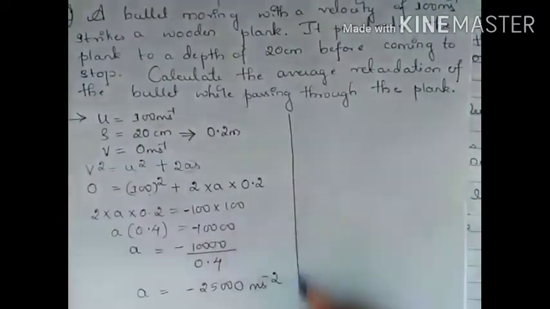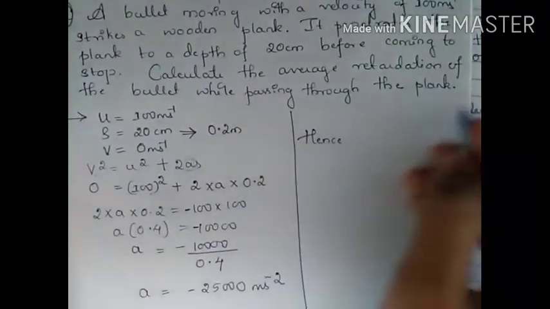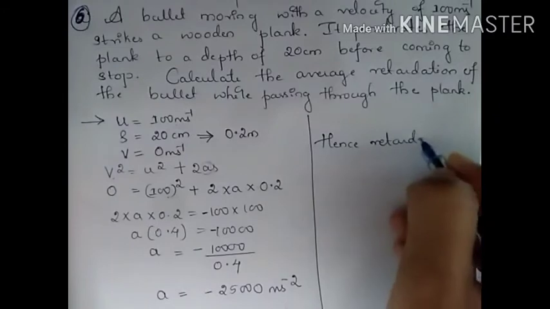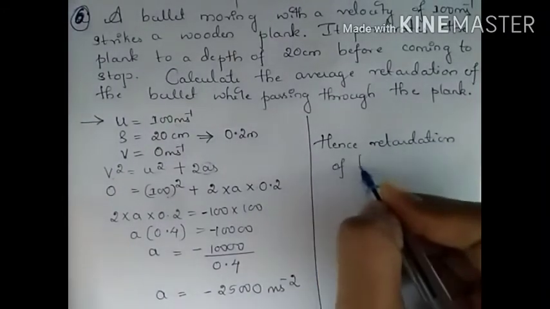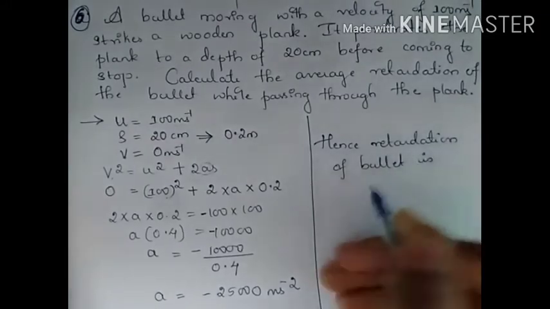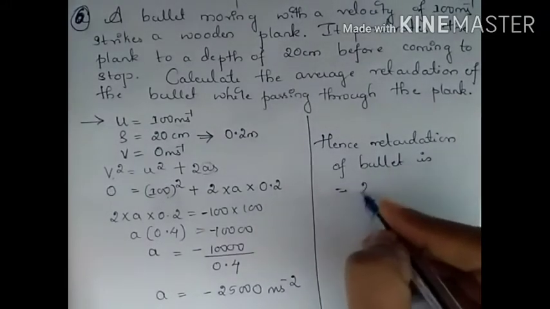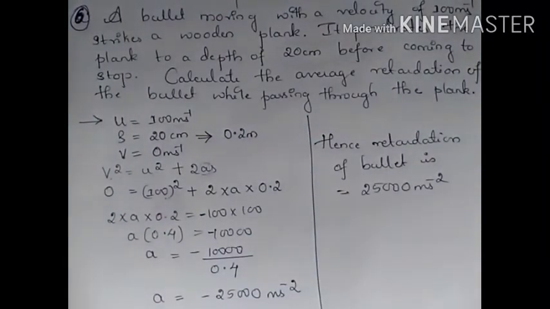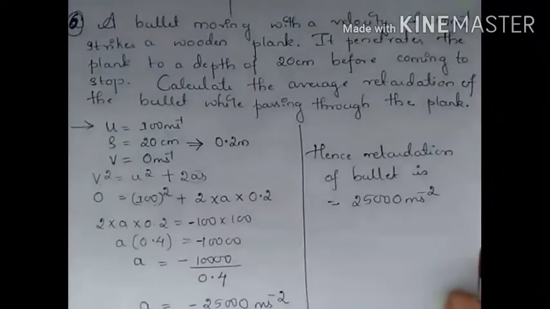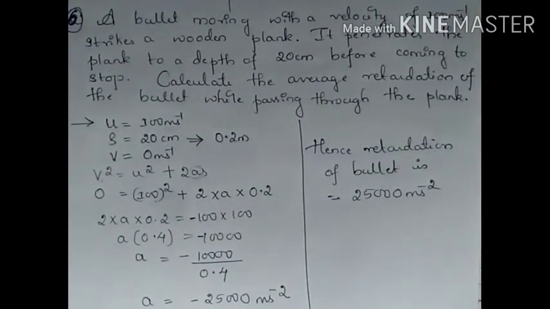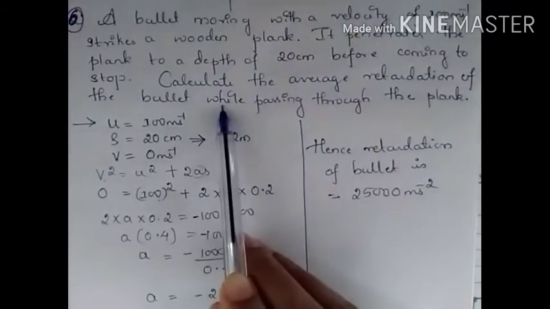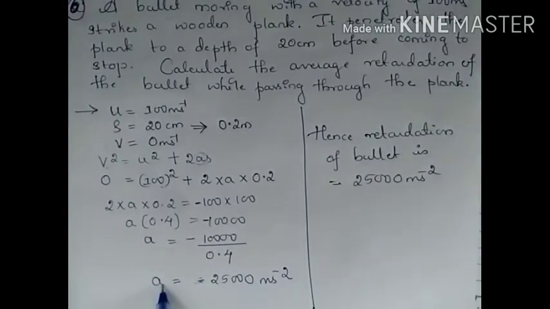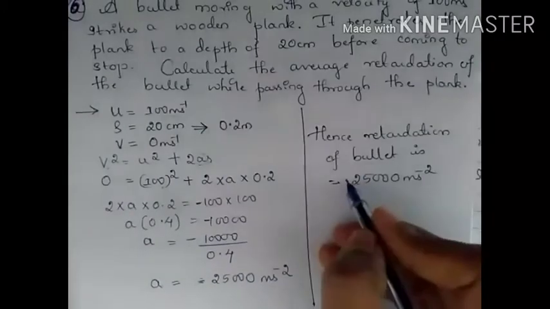Hence the retardation of the bullet is 25,000 meters per second square. So using the kinematic equations again, we found the average retardation of the bullet. So here we got the value in negative, so we cannot say this is acceleration. So this is retardation, there is a negative here.